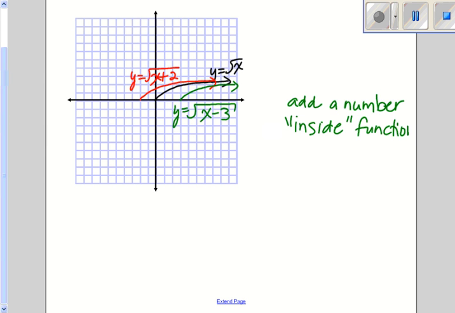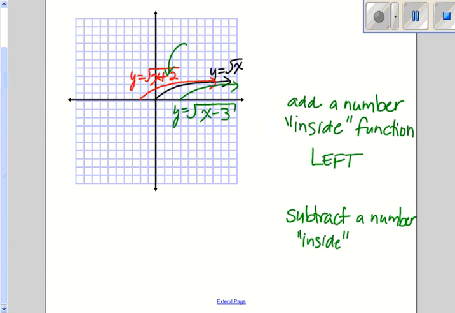And this is where it's strange. When we added a number inside the function, we moved left. That seems counterintuitive. When we subtracted a number inside the function, inside the square root sign for this particular one, it appeared to move right.